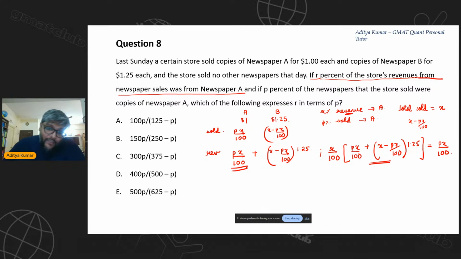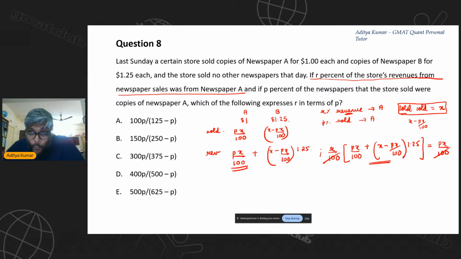Now, if you go conventional, this is the best way to work, right? You can limit your variables. You see how I picked my variable and I said, let the total newspapers sold be X, and then built the question from there. And then I broke the percentages down. If R percent of the store's revenues, what am I taking R percent of? The total revenues was from newspaper A. So R percent of this total revenue is Px by 100. So immediately I can cancel out the hundreds on both sides.